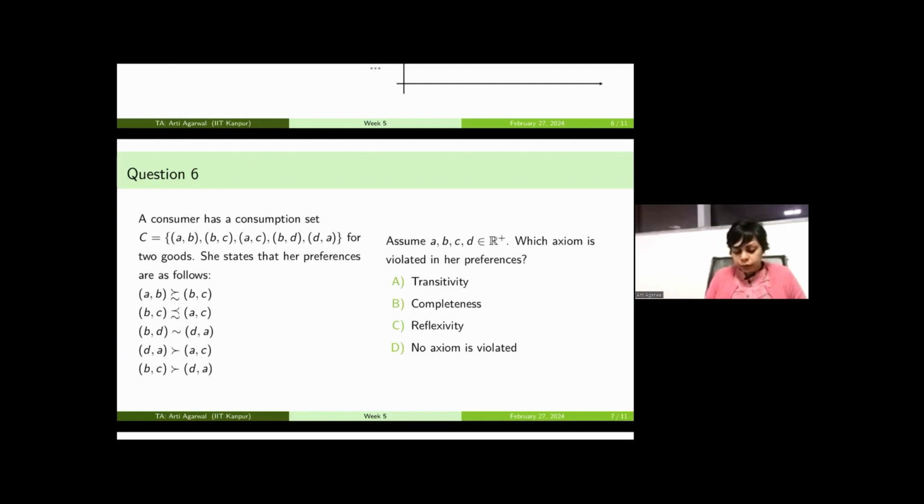Okay, so now we come back to another question on preferences, which is very similar to what we had in question number 1. I will take a 5-minute break now, and I'm leaving you with this question. Spend some time on it, think over it, and post your answer in the chat box. Tell me which one it is. I'll be back in 5 minutes.